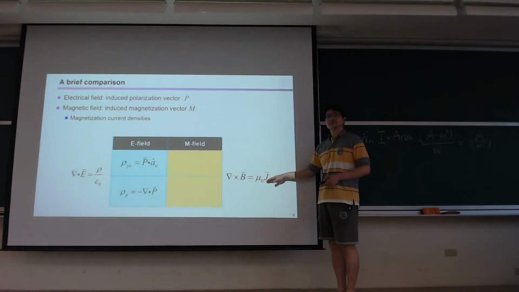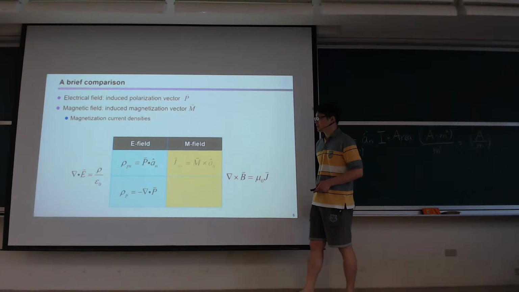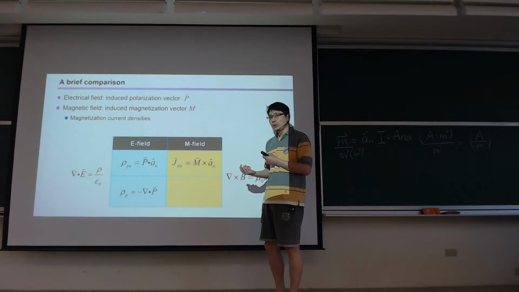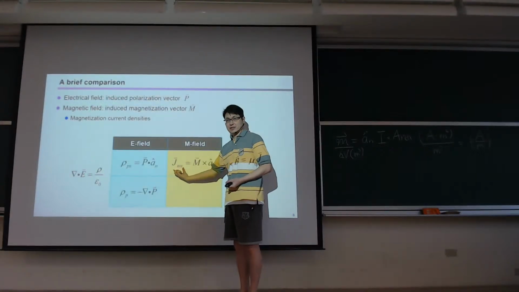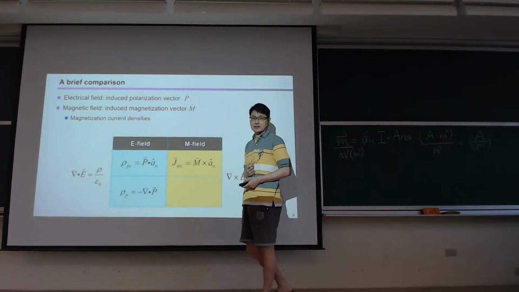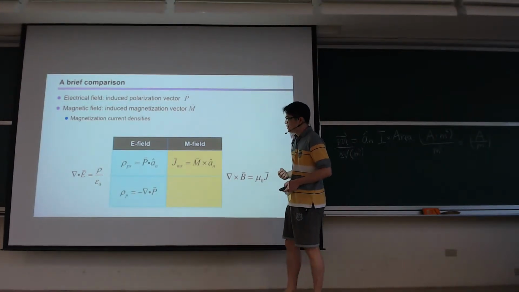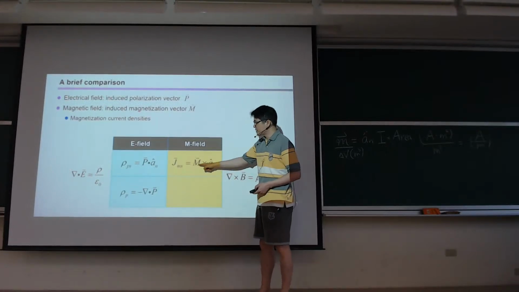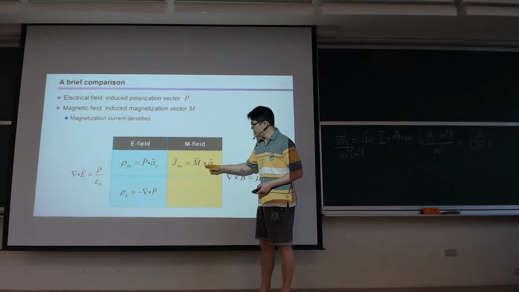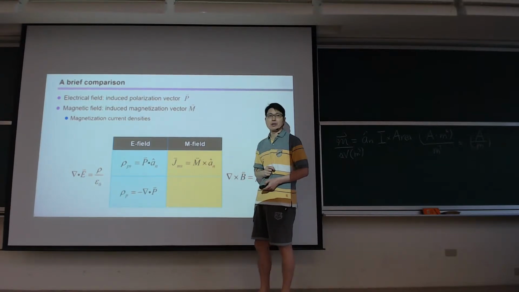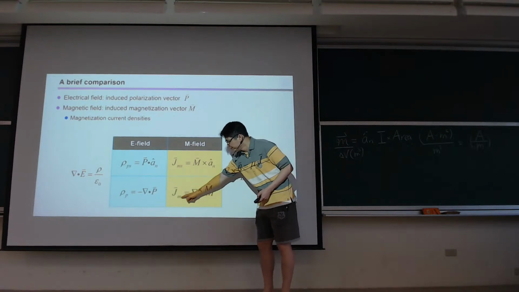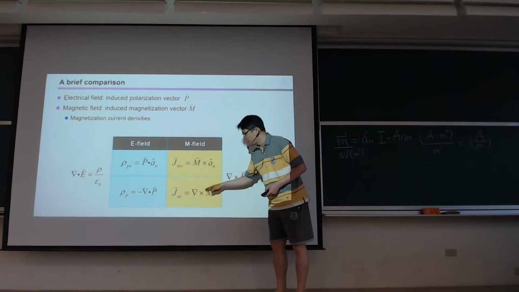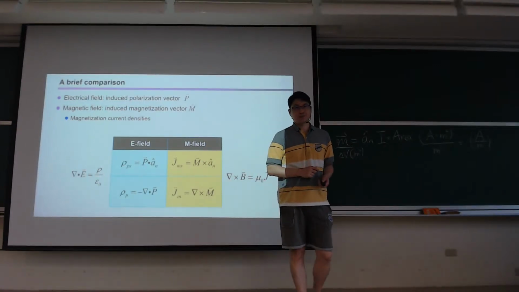Now we move into the area of magnetism. We have a pretty similar result, but the only difference is now we have current densities instead of charge densities. So the surface magnetization current density is M, the magnetization vector, making a cross product with the surface normal. The volume magnetization current density is the curl of the magnetization vector.